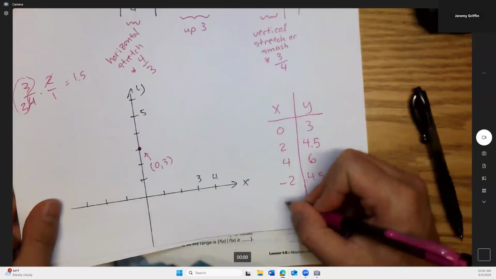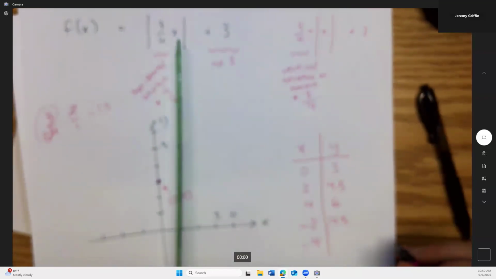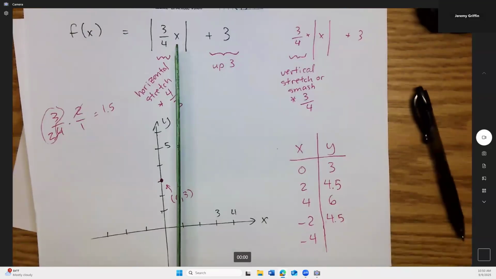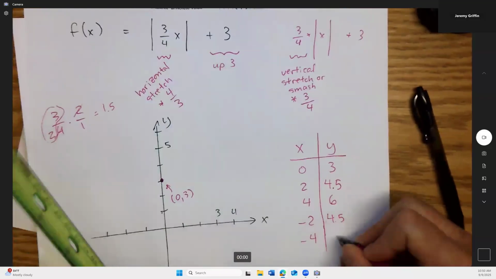Let's do one more. Let's do -4. So if you plug in -4 right here, guys, what's 3/4 of -4? -3. Okay, but then if you do the opposite value, then you get +3. And then you add this 3, you get 6.